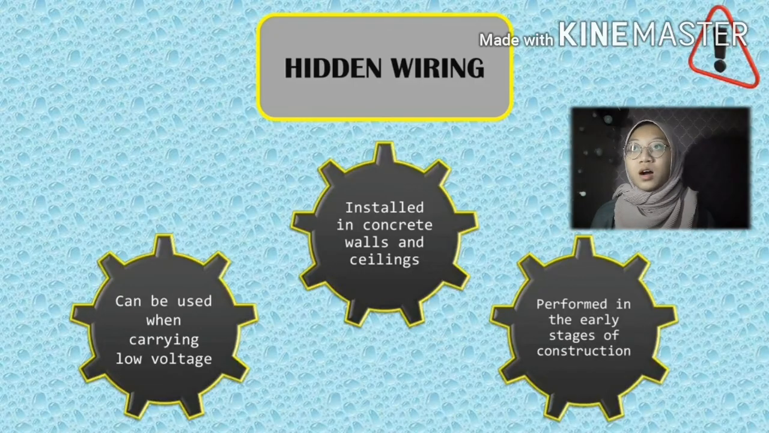I'm going to talk about hidden wiring. Hidden wiring can be used when carrying low voltage such as garage door opening control, outdoor ground lighting and many more. Next, it also can be installed in concrete walls and ceilings. Then it is performed in the early stage of construction.